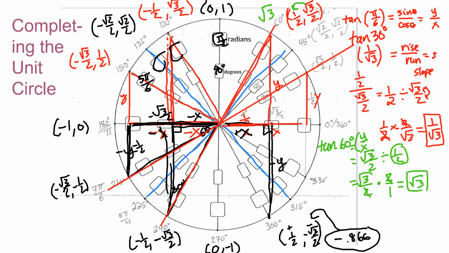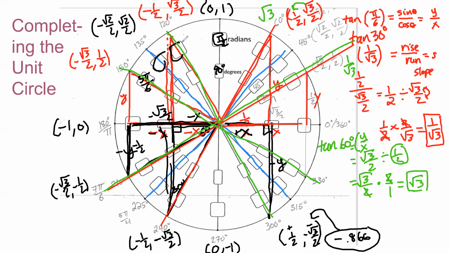Hey guys, look, they're reciprocals of each other. This tangent is 1 over square root of 3. This slope is 1 over root 3. This one is root 3. Guess what this one is? And guess what this one is? You think they're related to those?